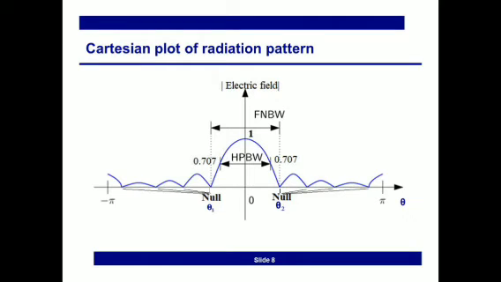Similar to the polar plot, we can also plot the radiation pattern as a Cartesian plot. As we can see, on the x axis we have theta and on the y axis the electric field. We can find out the half power beam widths and the beam width between the first nulls from these Cartesian plots also.